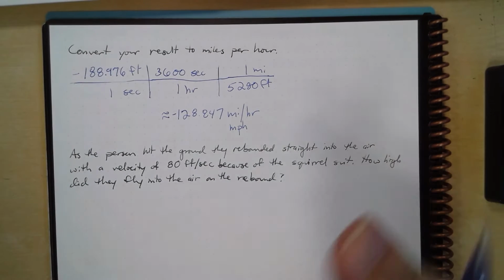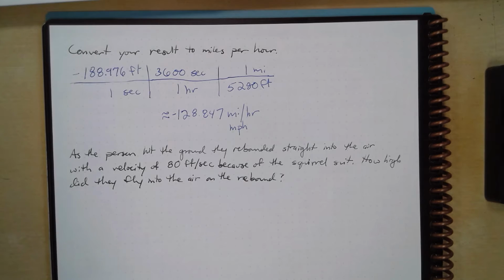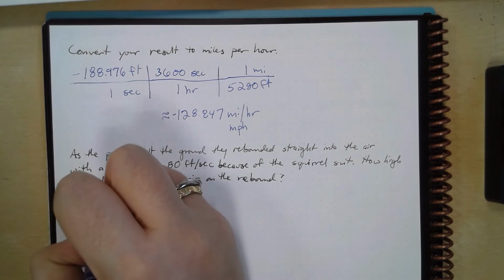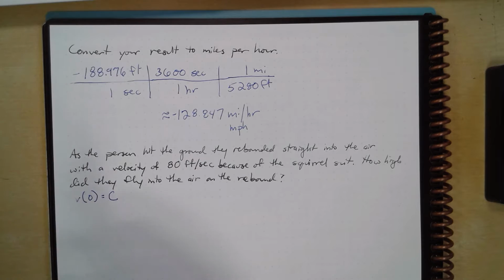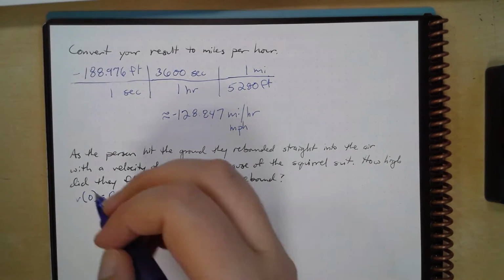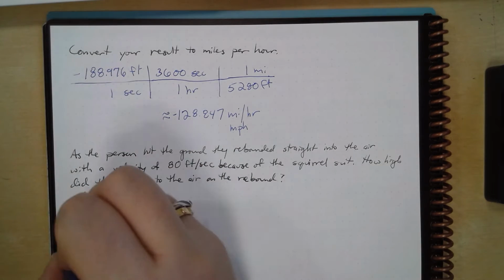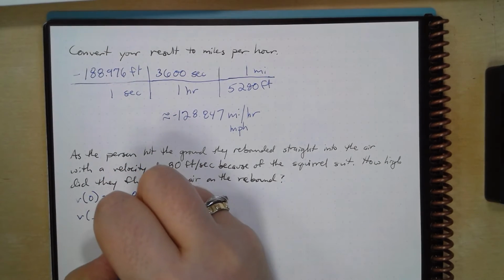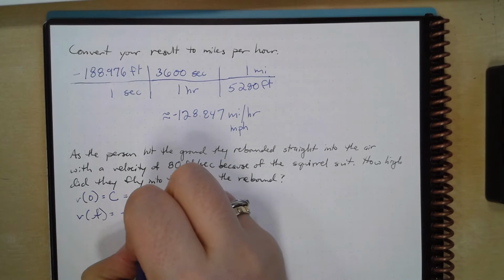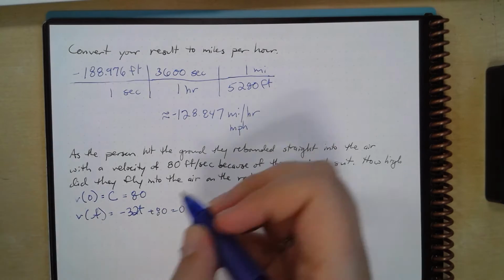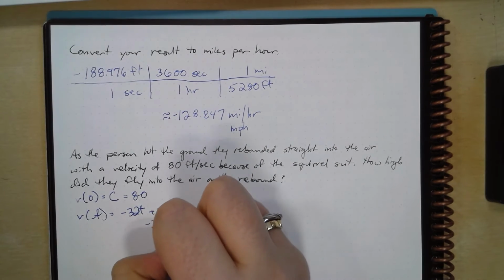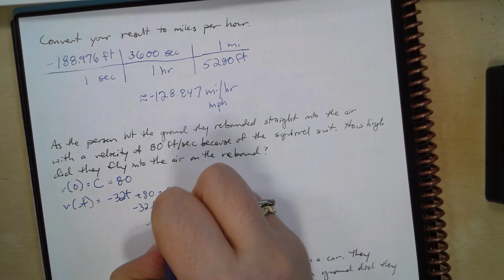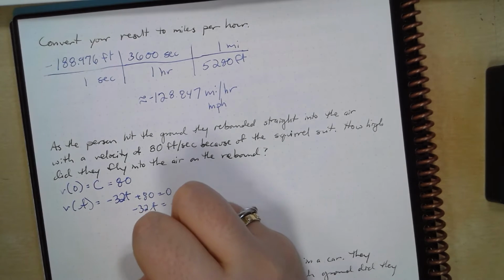That's also correct. So, continuing with this problem, as this person hit the ground, they rebounded straight into the air with a velocity of 80 feet per second because of the squirrel suit. How high did they fly into the air on the rebound? Well, we know that at v of 0, it's going to be equal to our c, so we're setting time equal to 0 when they hit the ground, and at that point in time, it's equal to 80, right? Well, v of t, we know is going to be negative 32t plus 80. So we can set that equal to 0 and solve here. So we get negative 32t is equal to negative 80. We're going to get t equals 80 over 32, which is equal to 2.5 seconds.